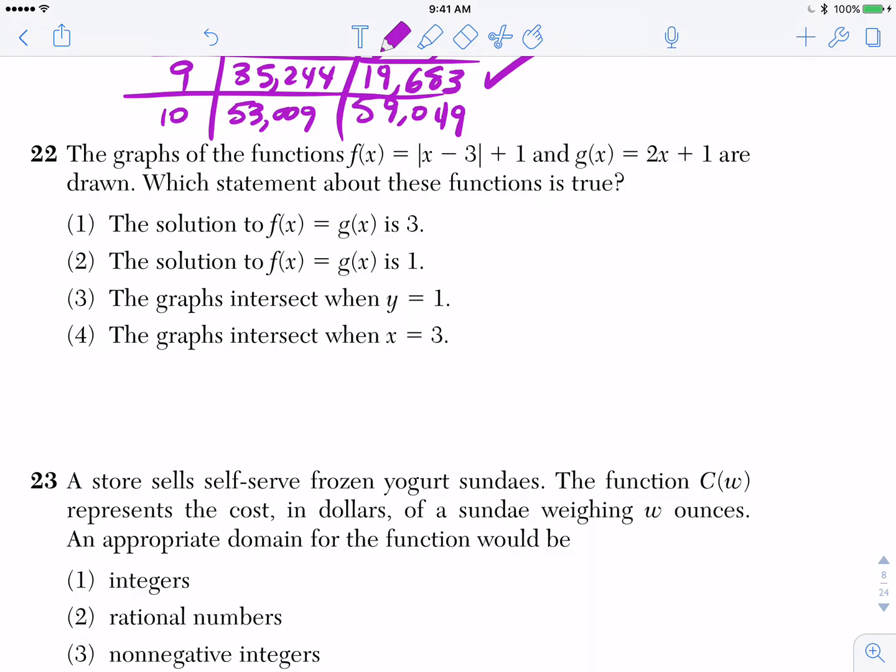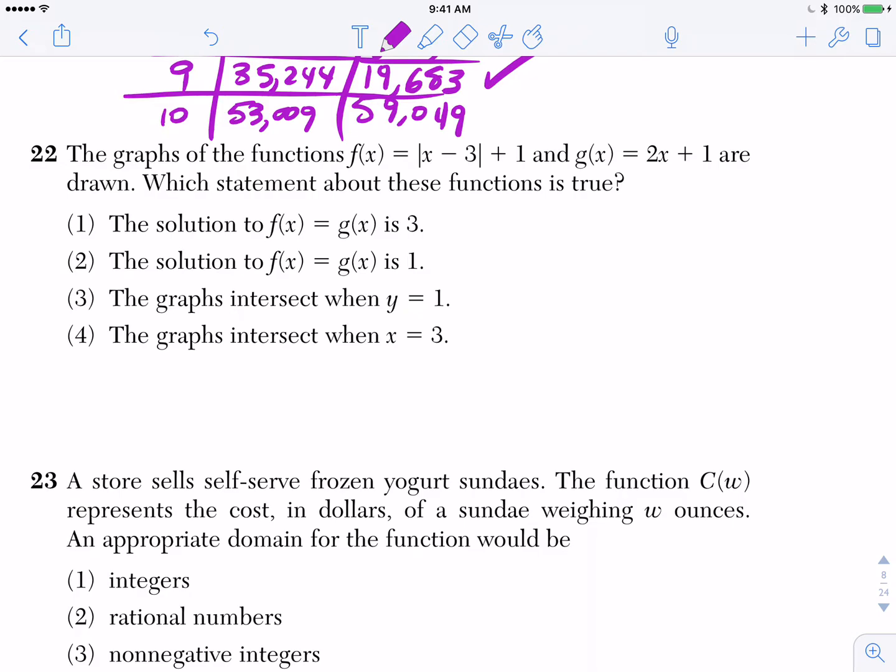Okay, for number 22, we have a system where we have an absolute value function, those are the little brackets or bars, around x minus 3, and we have a linear function g of x, and I want to know which statement about these are true. Basically asking something regarding their intersection. This is a system, so where do these intersect?